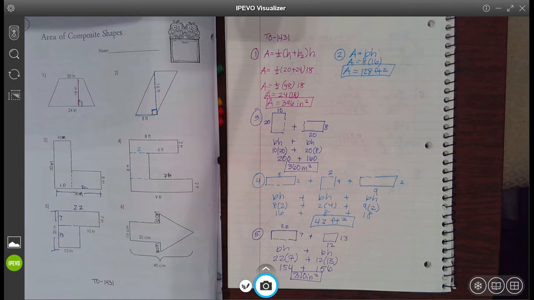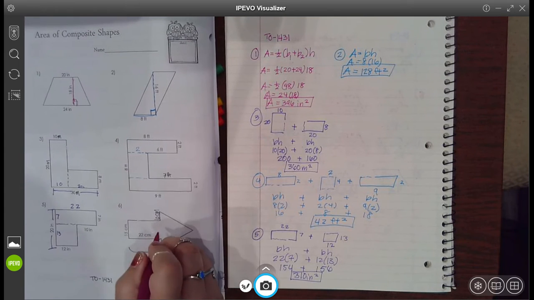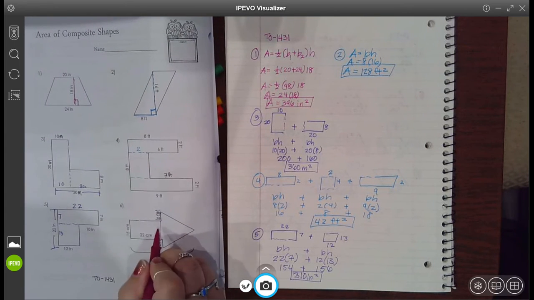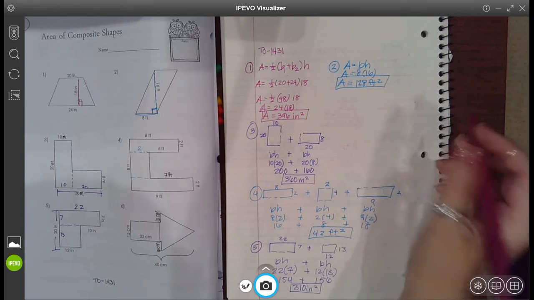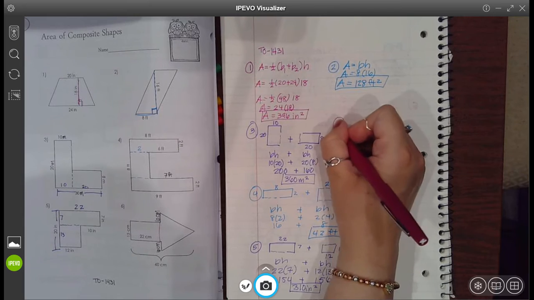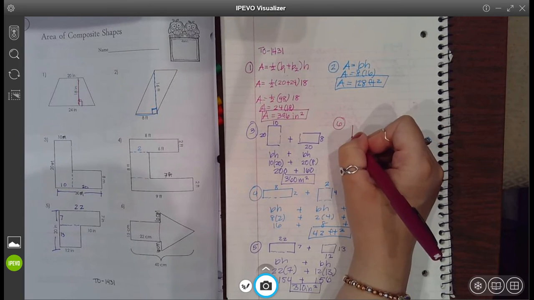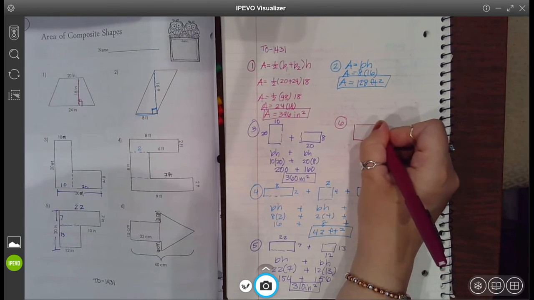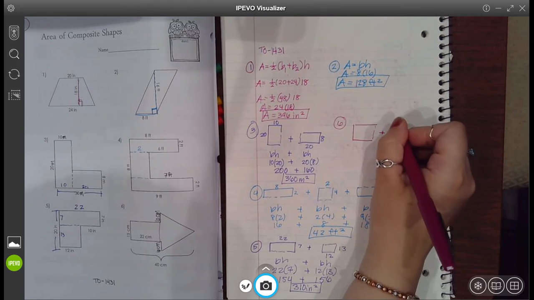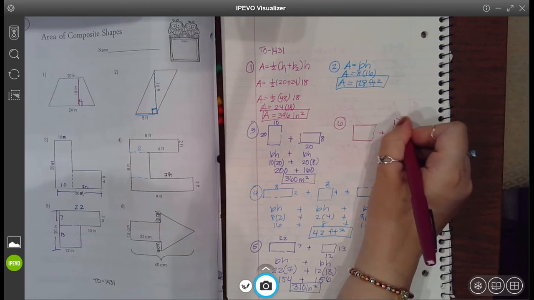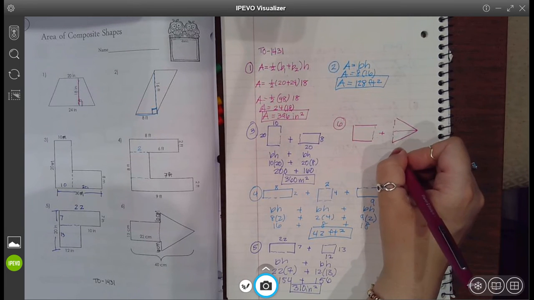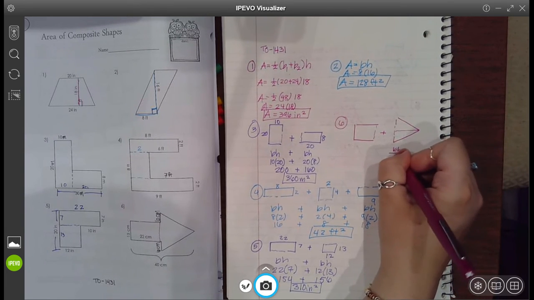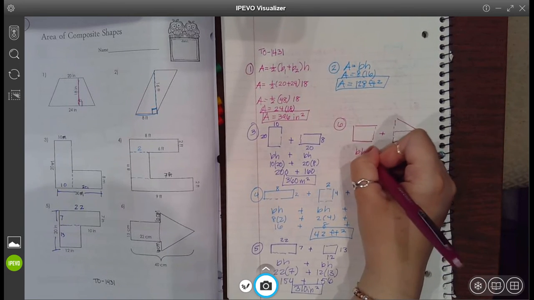Okay, last one. Obviously, the easiest one for this one, I hope you see it, is to cut it here, and you have a rectangle and a triangle. So I'm going to fit that one in here on my paper. So number 6 is this rectangle plus that triangle. Okay, so I know for the triangle, I'm going to need to know base times height divided by 2, and this is just base times height.